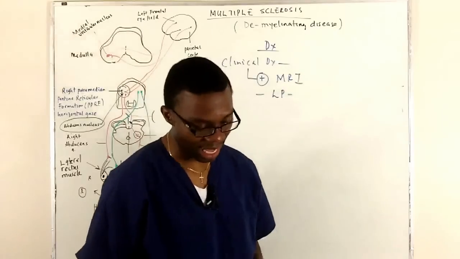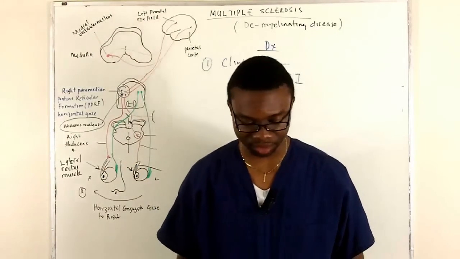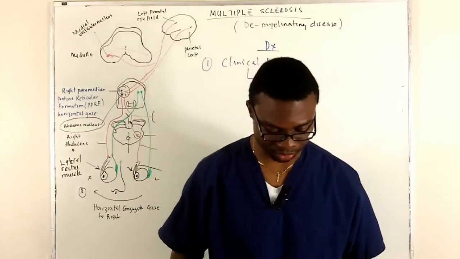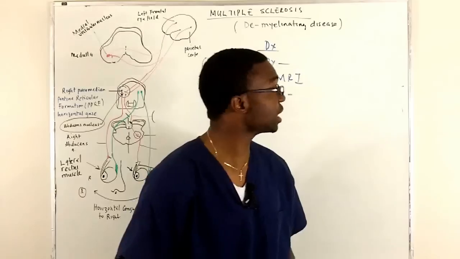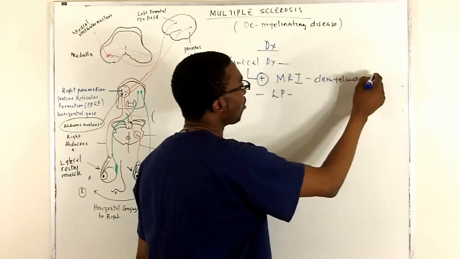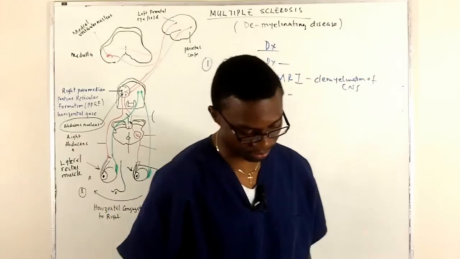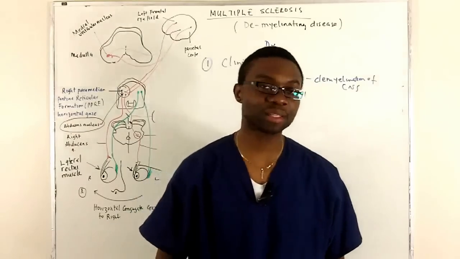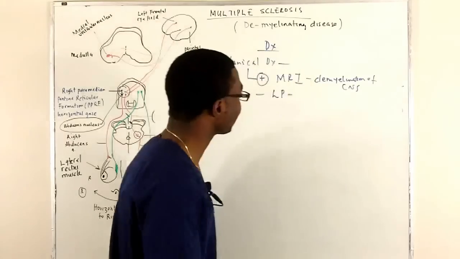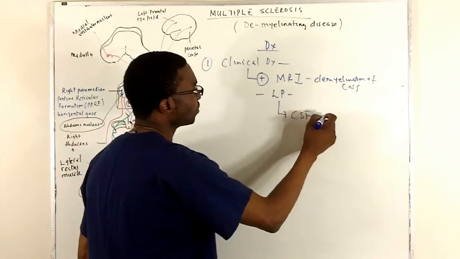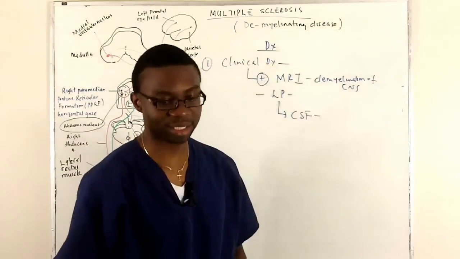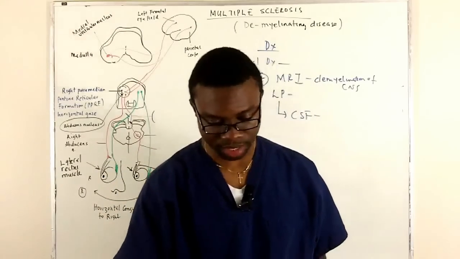MRI by far is the best and the most sensitive test of choice to make the diagnosis in any patient that has multiple sclerosis. And often what you're going to be able to see on MRI is a lot of demyelination of the CNS. That's why we order an MRI. So often 90% of patients that have MS are going to have abnormality on the MRI, and their CSF, which is cerebrospinal fluid, is going to be also abnormal in patients that have multiple sclerosis.